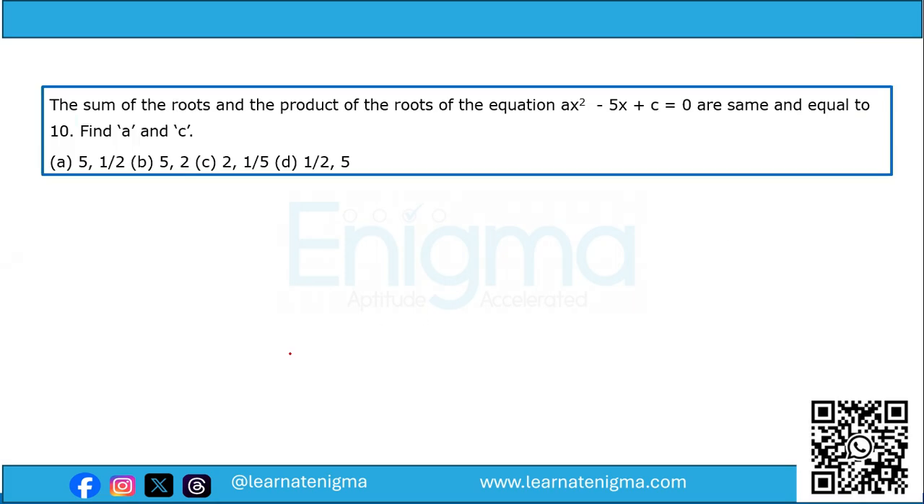The sum of the roots and the product of the roots of the equation ax² minus 5x plus c is equal to 0 are the same and equal to 10. Find a and c.